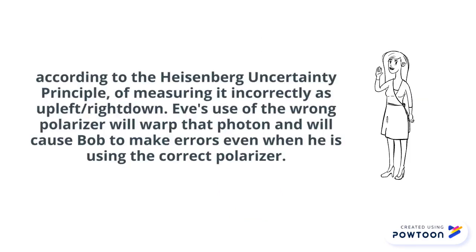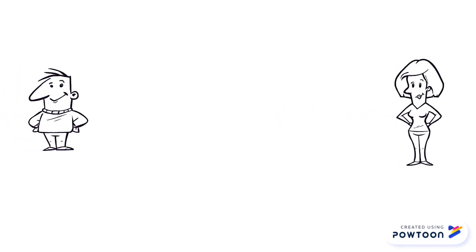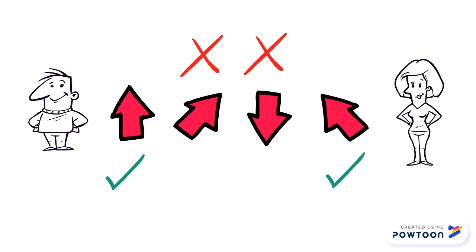According to Heisenberg's uncertainty principle, measuring it incorrectly as up-left or right-down, if you use the wrong polarizer, will warp that photon and will cause Bob to make an error even when he is using the correct polarizer. Bob and Alice can know because they can check the error in a subset of the bits in the key, and they can try again.